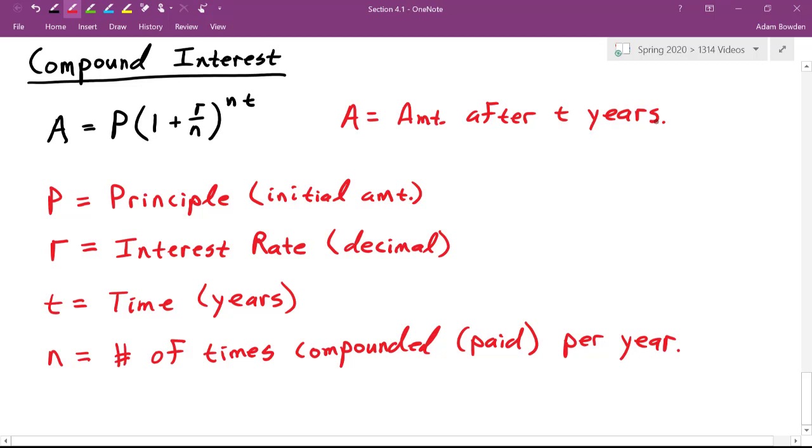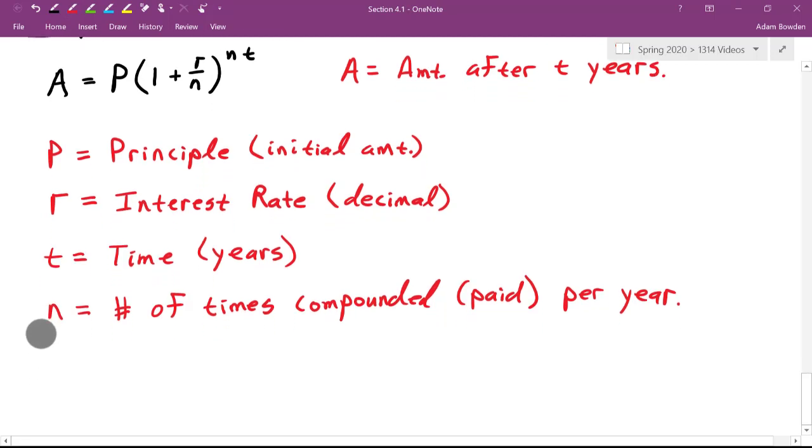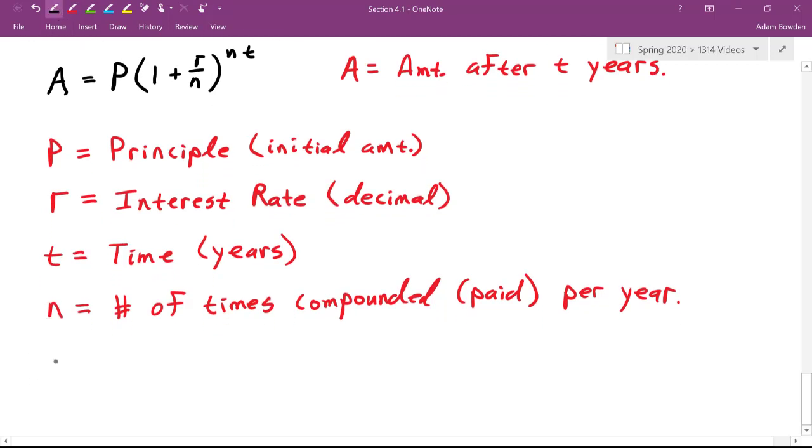So this is the setup here. We have a principal, the initial amount invested; an interest rate, which says how much interest is paid; the number of times per year, which is the letter N; and then T will be the number of years that this investment goes on. Okay, so this is one way of doing compound interest.